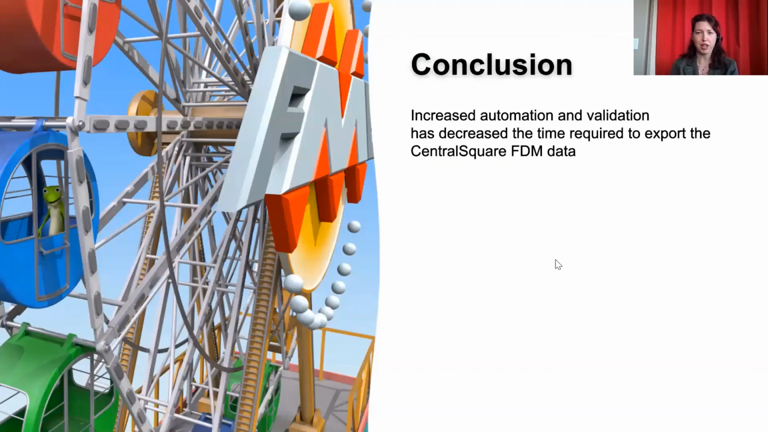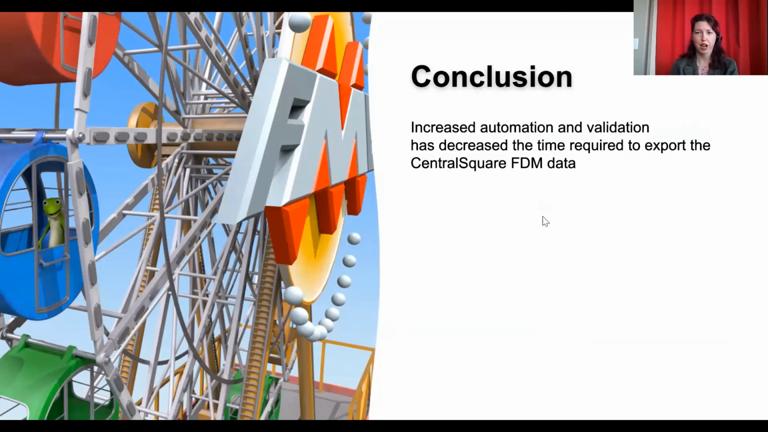So in conclusion, the increased automation and validation has decreased the time required for our export to Central Score FDM, and has ensured that we always have proper and up-to-date data available for whenever the fire service is looking to update the data. They're no longer waiting on us for a few days once they've let us know that they need the data ready. So it's been very helpful that way.